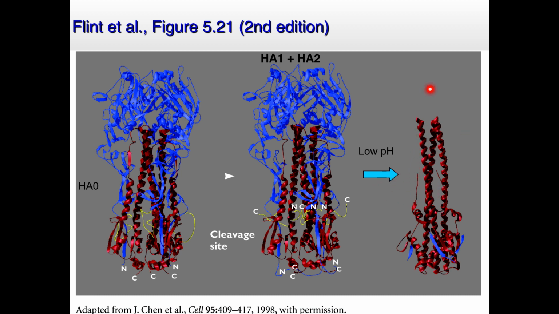And that then allows you to get this fusion peptide inserted into now the cellular membrane, and then more conformational changes. They're going to pull the two membranes together. And then once two membranes are pulled together, then of course you can release your genome. Virus genome can go and do its thing.